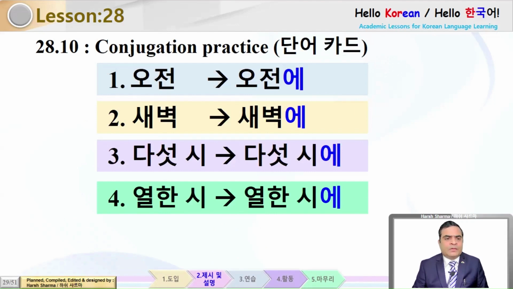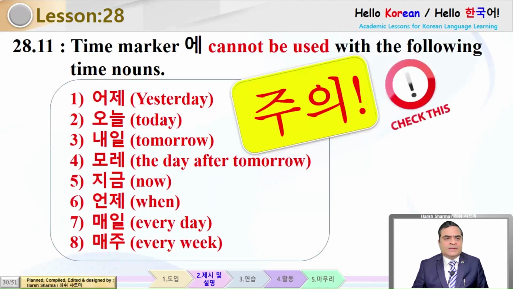Now, let's do some practice, 여러분, more conjugation. Number 1, add A with ojon. It will become ojone. Number 2, jeonyeok, jeonyeoke. Number 3, dasosi will be dasosie. Number 4, yeolhansi, yeolhansie. All these vocabularies we have done already in this lesson, 여러분, at the starting. So this is the conjugation practice.